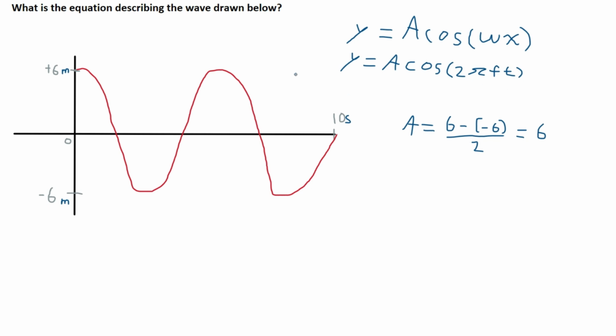Now to find the frequency of the wave, we see that it oscillates 2 times in 10 seconds. So we have 2 cycles divided by 10 seconds, meaning that the frequency is equal to 1/5 hertz.